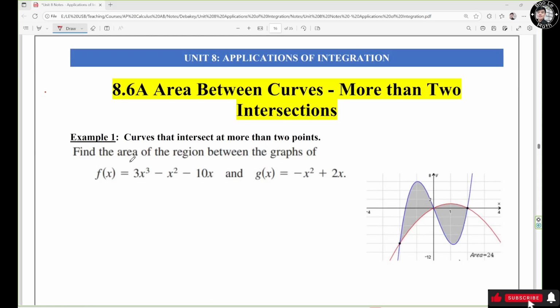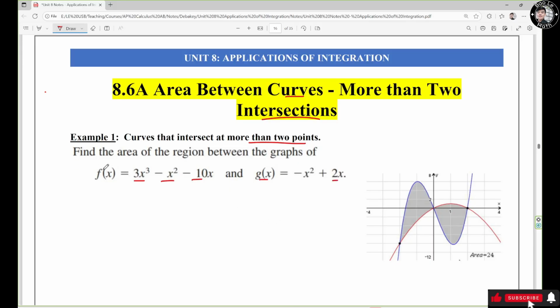In this video, we're going to explore topic 8.6a, error between curves with more than two intersections. Alright, example number 1. The curves intersect at more than 2 points. Find the error of the regions between the graphs. f of s equals 3s cubed minus s squared minus 10s, and g of s equals negative s squared plus 2s.